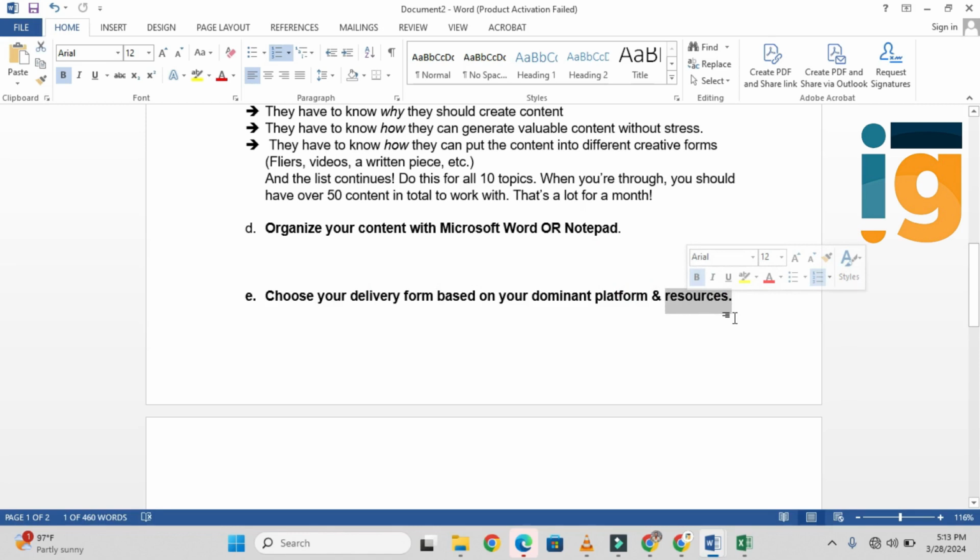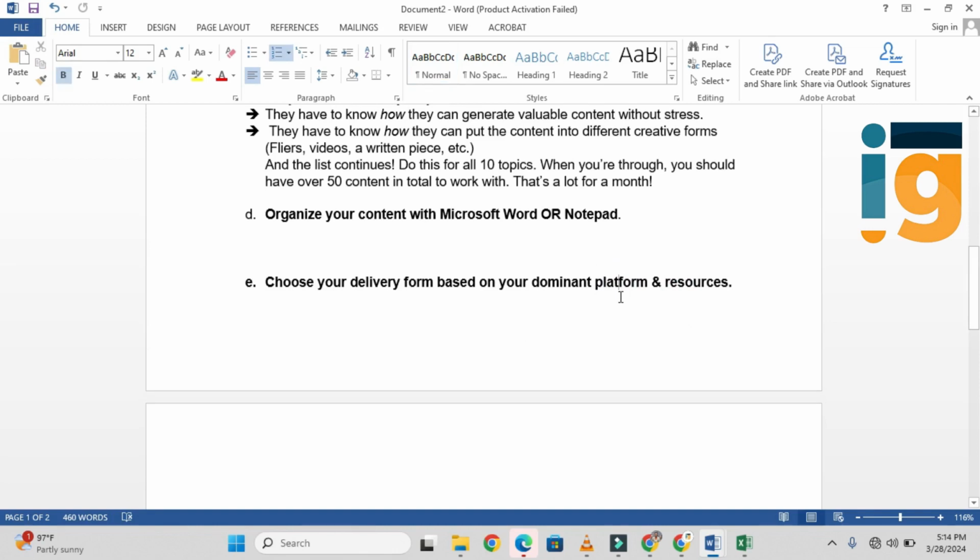Is it simply a video where I won't show my face? Is it a video where my face will be shown? Now you have to make that decision based on not just your dominant platform but the resources at hand. You want to give out something within your reach, so that you won't have any excuse. If you can't create a video that shows your face, you can create a video that does not show your face. What people need is the answer to their problem.